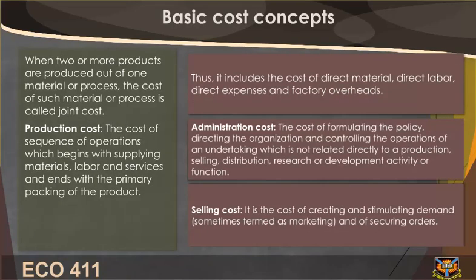When two or more products are produced out of one material or process, the cost of such material or process is called joint costs. Production cost: the cost of the sequence of operations which begins with supplying materials, labor and services and ends with the primary packaging of the product. Thus, it includes the cost of direct material, direct labor, direct expenses, and factory overheads.